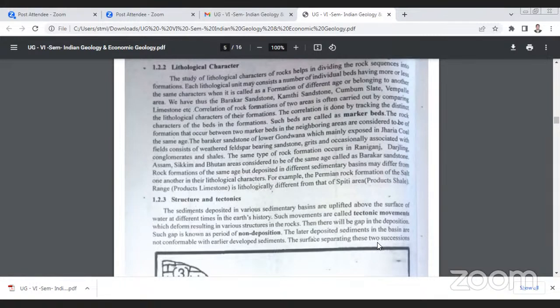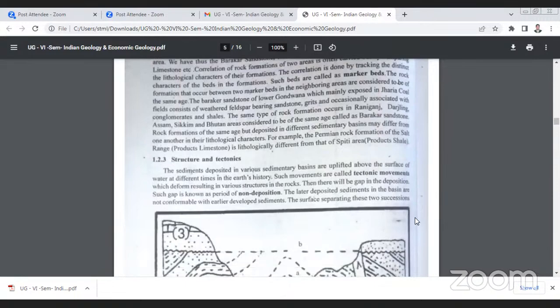Whatever tectonic movements occur result in deformation, producing various structures in the rocks. Then there will be a gap in the deposition. The deposition has a gap, and the period of that gap is known as a non-deposition formation. Non-deposition.